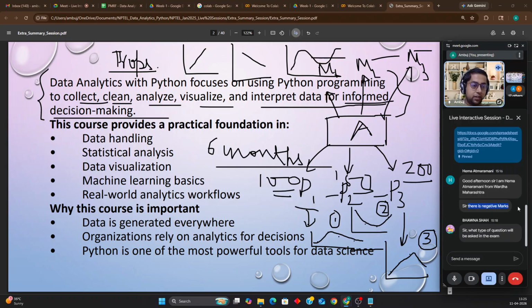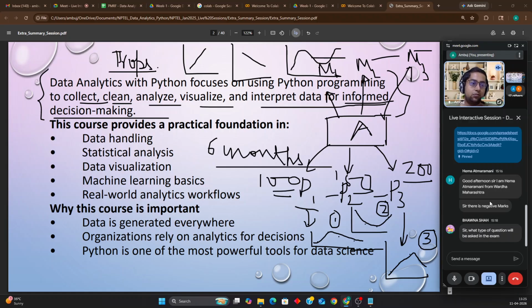There is no negative marking as far as I know. There is only positive marking. But read the instructions mentioned in the question paper. What type of question will be asked in the exam, that I don't know. I am just the PMRF TA. I have to clear your doubts.